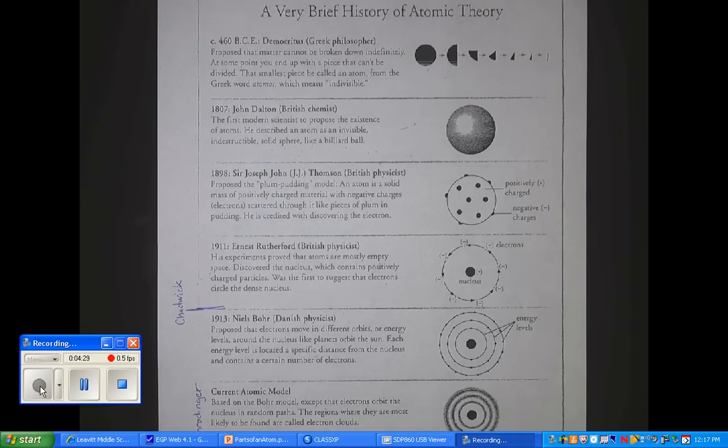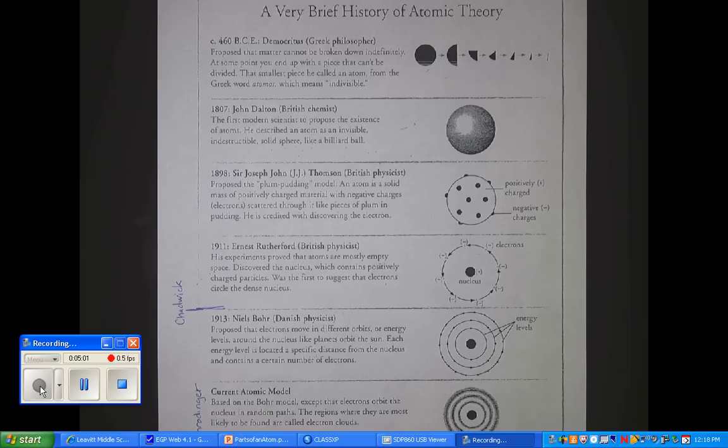And then you have John Dalton. He's the first modern scientist to propose the existence of atoms. He described them as invisible, indestructible, solid spheres like a billiard ball. What's a billiard ball? Oscar? What's another name? Pool. When you play pool. That's a billiard ball. The little balls on the table, those are billiard balls.